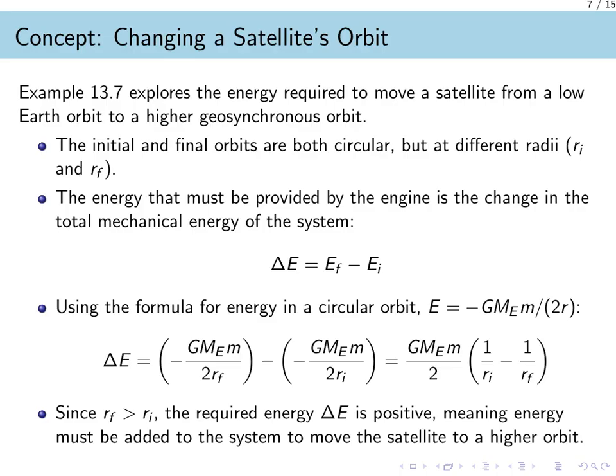In the common scenario of moving a satellite to a higher orbit, the final radius, R sub F, is greater than the initial radius, R sub I. This makes the entire expression for delta E positive. Therefore, to move a satellite to a higher orbit, the engine must do positive work to add energy to the system.